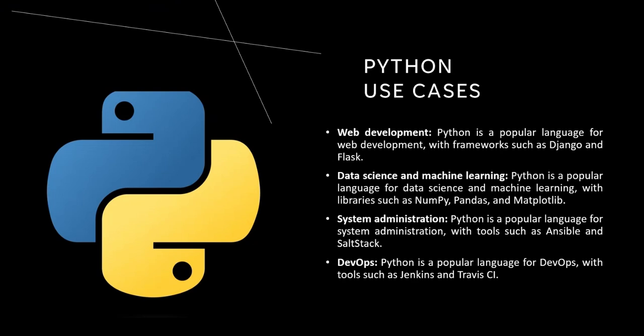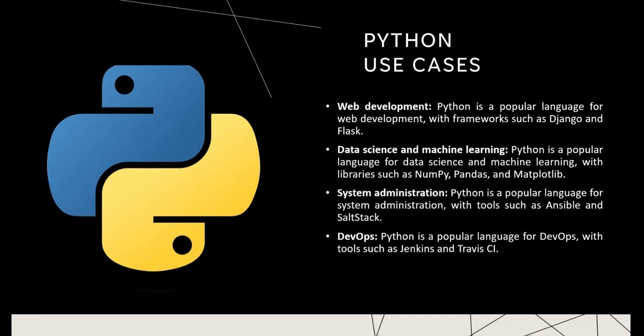Python is widely used in data science and machine learning as well. It is very popular in it. The major libraries used are NumPy, Pandas, Matplotlib, and scikit-learn. Python is also used in system administration and DevOps, where its popular tools are like Jenkins and Travis. You all have heard of it.